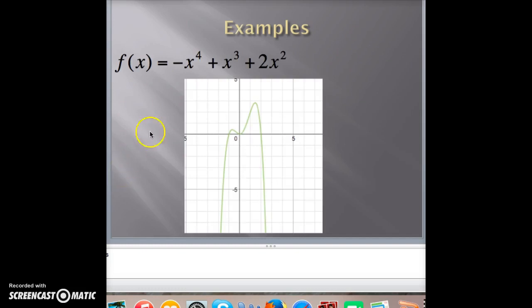Here is another example of a polynomial, an x to the fourth. It's negative x to the fourth plus x to the third plus 2x squared. So again, there are 3 terms, and our highest exponent is the fourth power. Again, an interesting shape here. If you notice, both ends end up facing down, and also it crosses the x-axis here a couple times. 1, 2, 3 times that it actually touches. And we can also see we've got a high point here, a low point there, and another high point here.